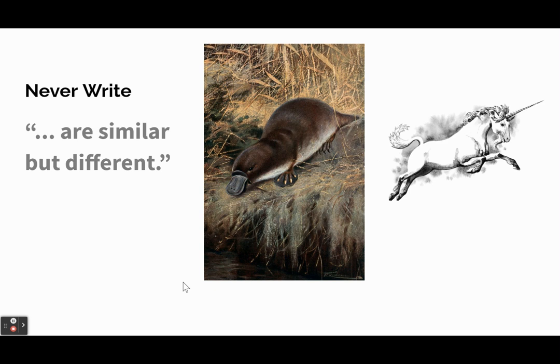Never write, X and Y are similar but different. For example, a platypus and a unicorn are similar but different. A platypus and a unicorn are both mammals. A platypus and a unicorn are both rarely seen in North America. A platypus and a unicorn both have a hard, unusual object on their faces. The unicorn has a horn, the platypus has a duck bill.